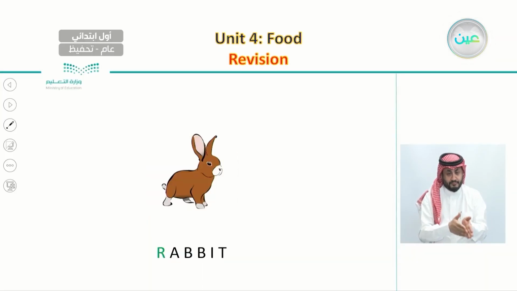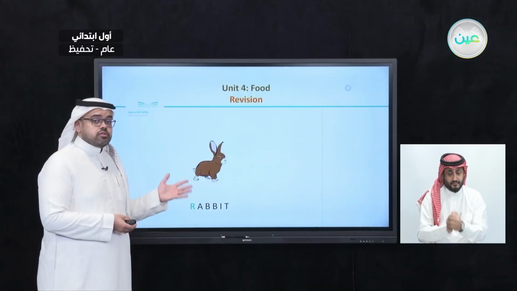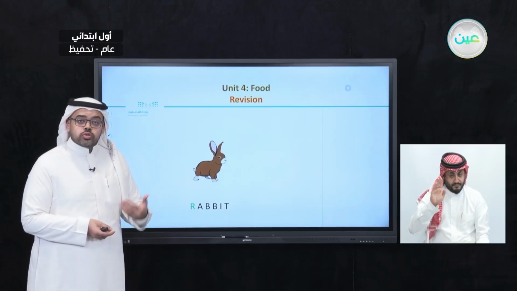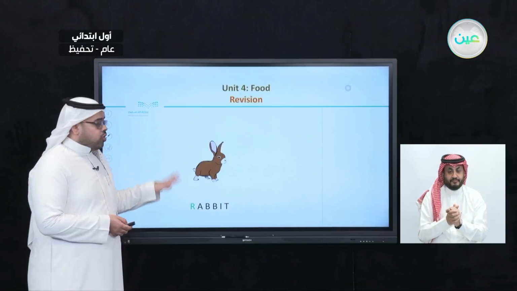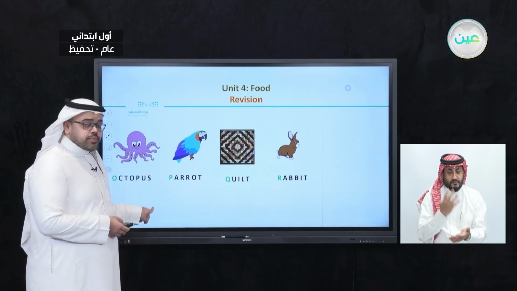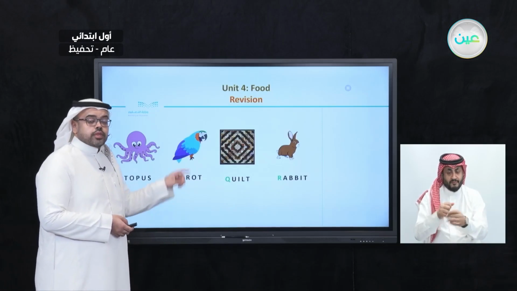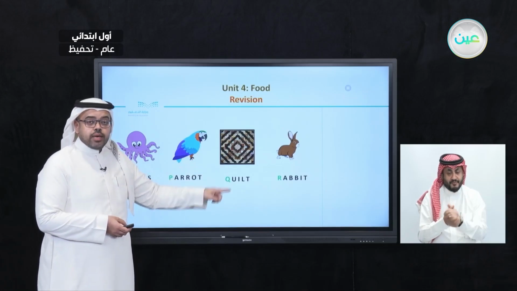And finally, the last word we did learn, which was this word, also about an animal which we all love. So let's again remind ourselves of how to say this word, and I would like you to listen after me. Rabbit. Rabbit. Say with me. Rabbit. Very well. So all of these 4 words, octopus, parrot, quilt, and rabbit.